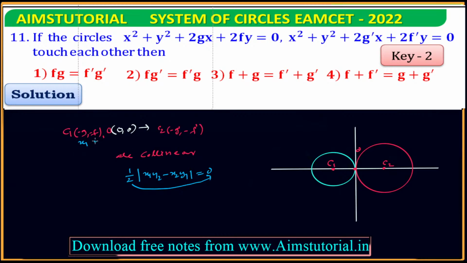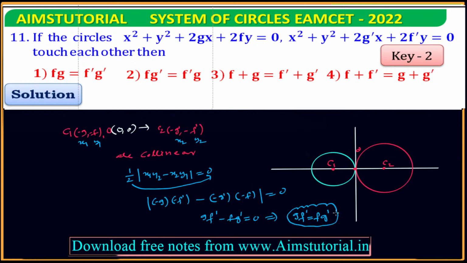This is our x1 y1 x2 y2. So x1 means minus g into y2, minus f dash, minus of x2, minus g dash into y1, that is minus f, mod equals 0. So minus into minus plus g f dash, minus into minus plus, plus into minus minus f g dash equals 0. Or we can say g f dash equals f g dash. If both the circles touch each other at 0 comma 0, then g f dash equals f g dash. It is our second option.